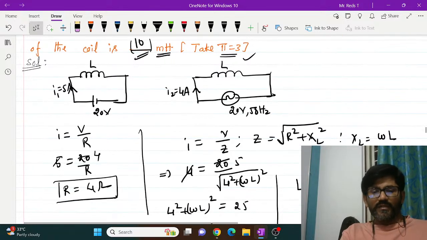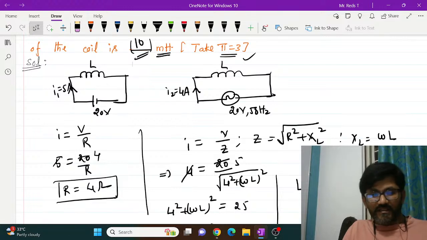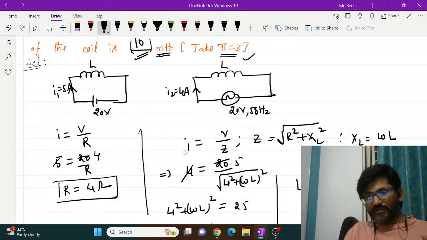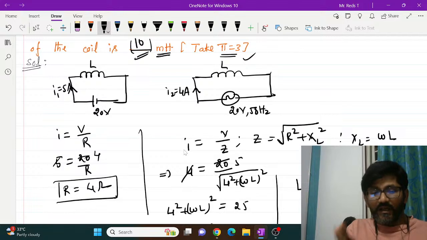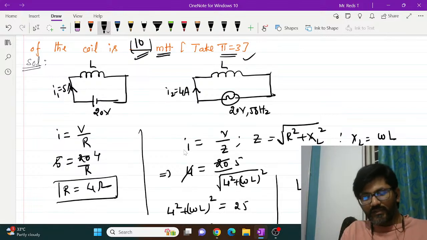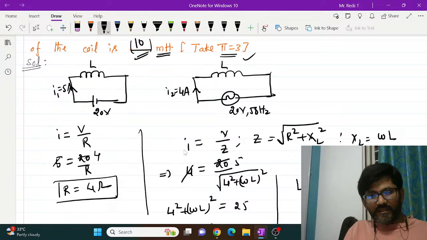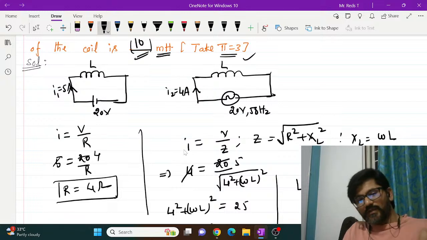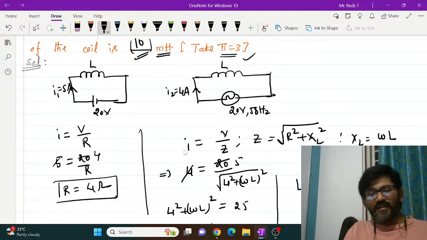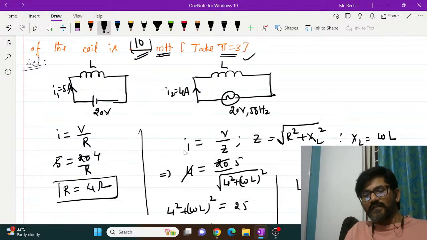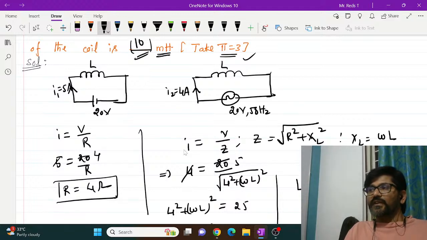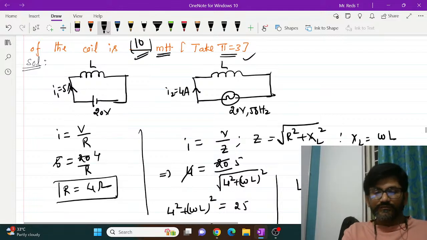You may ask how I can consider I equal to V by R here, and I equal to V by Z there. These are simple basic conceptual parts. With practice you can understand how to take it as a 2-step or 3-step process. The DC battery connected part is one part, and the AC source is another part. And you have to relate Z with the square root of R square plus XL square. All this you can understand with practice. That's it, simple. I hope it is clear for you.